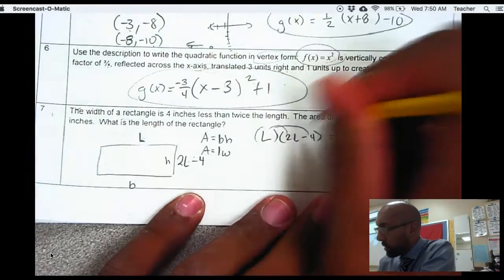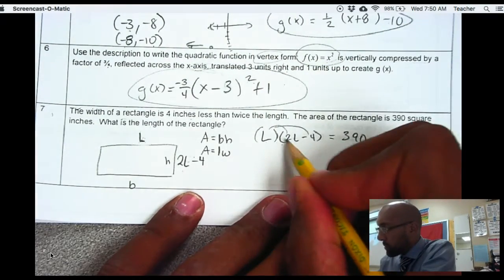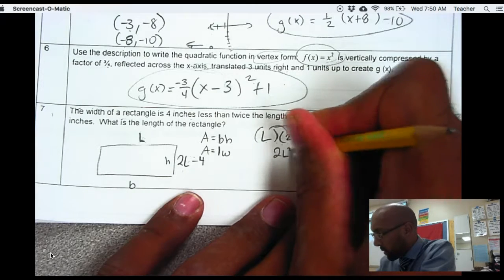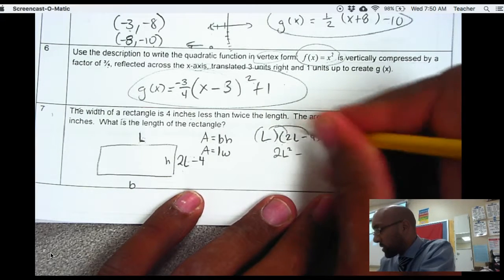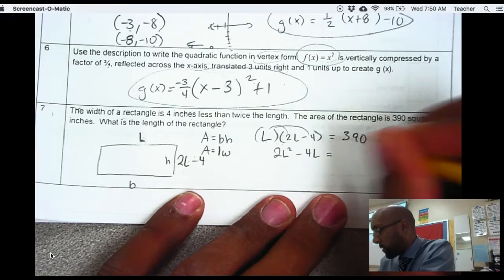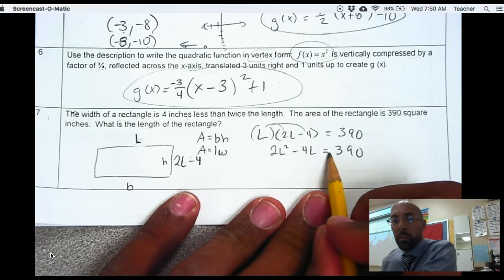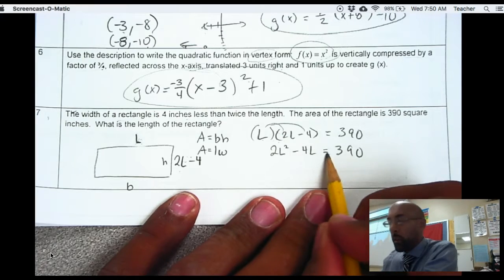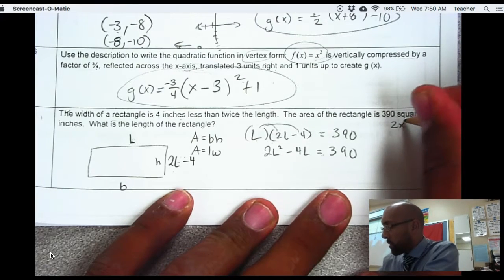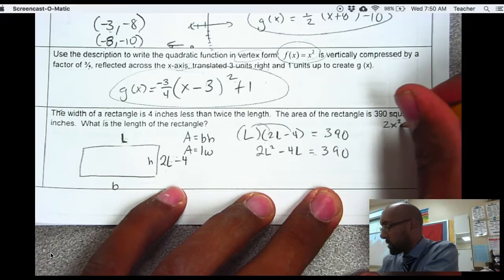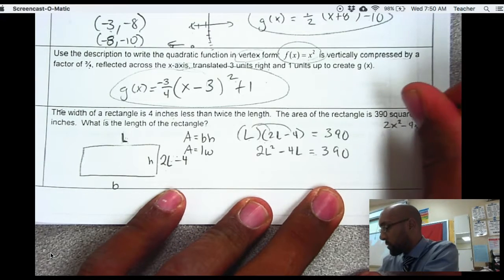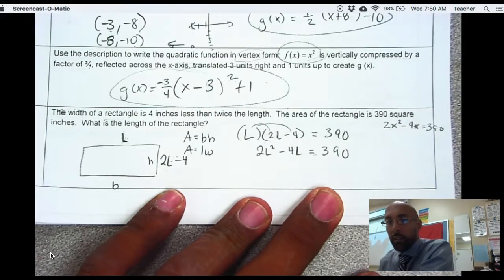So distribute L. This L times 2L would be 2L squared, minus 4 times L, which is 4L. Right now I'm recognizing right away I've got two terms that have a variable. If you're somebody who's used to seeing x all the time, this is the same thing as 2x squared minus 4x equals 390. It's just we have L instead of x.